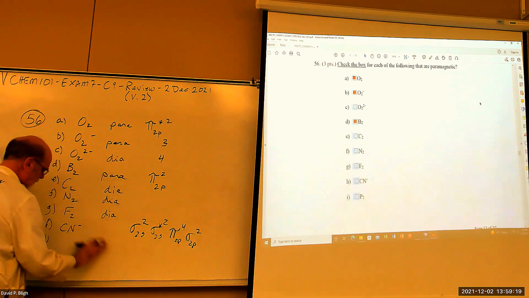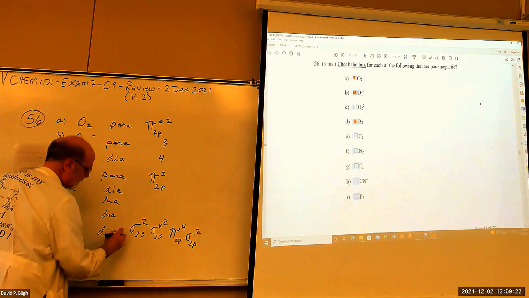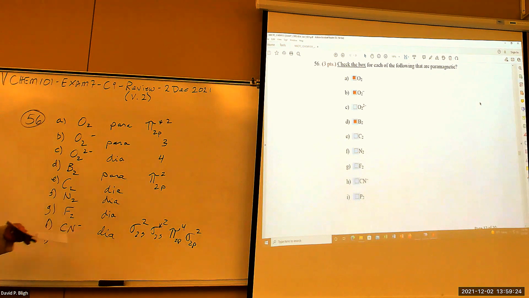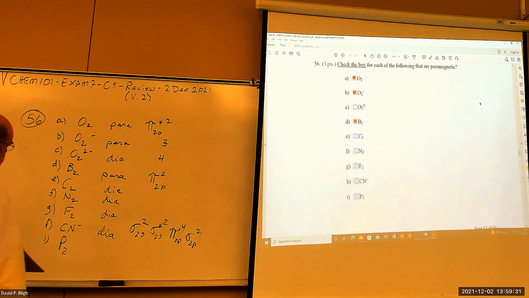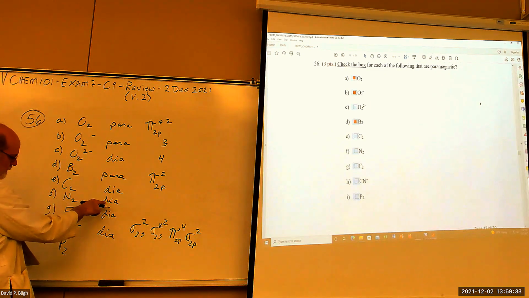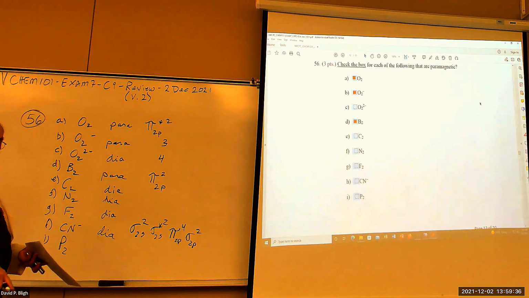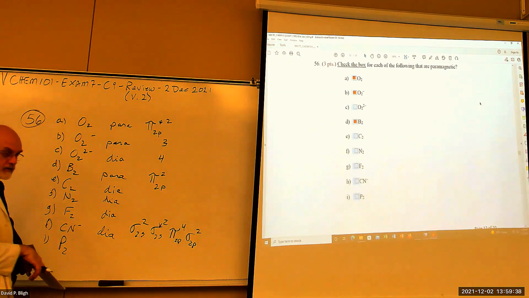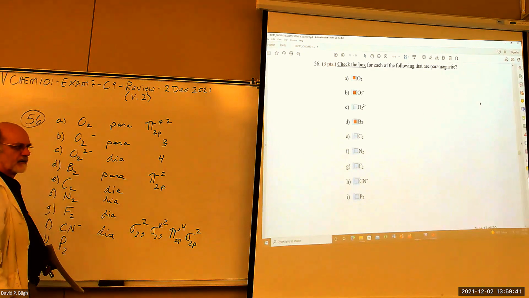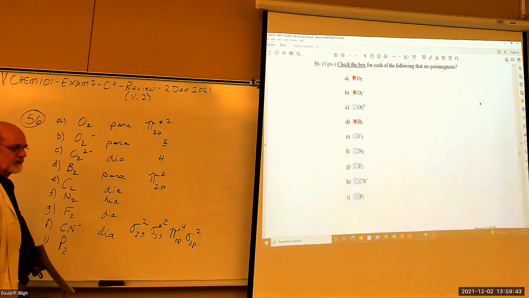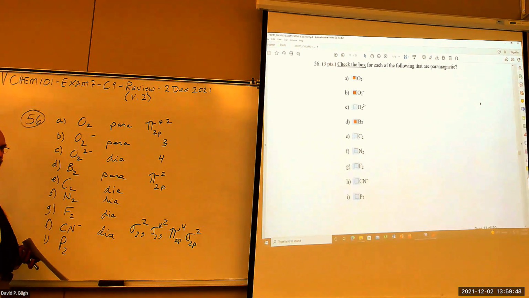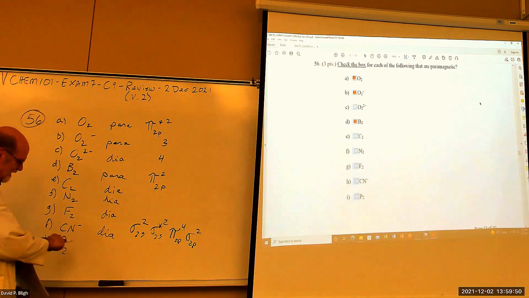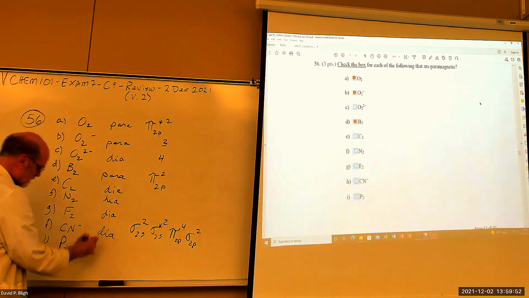Excuse me. This one is diamagnetic, they're all paired. And then the last one, P2. P2 is the same as nitrogen, because it's in the same family, same valence, same molecular orbital structure. We're only dealing with molecular orbitals derived from valence. But it's the same as nitrogen, it's diamagnetic.